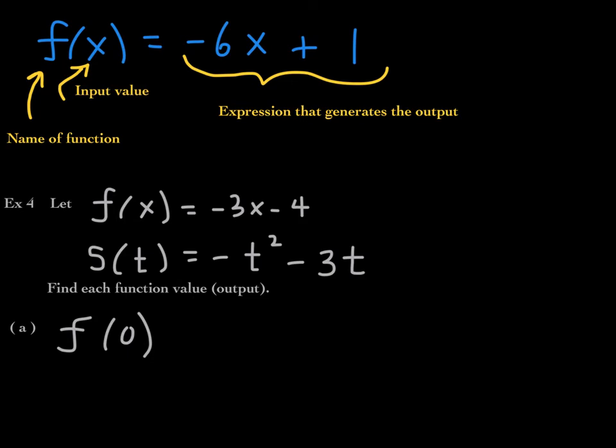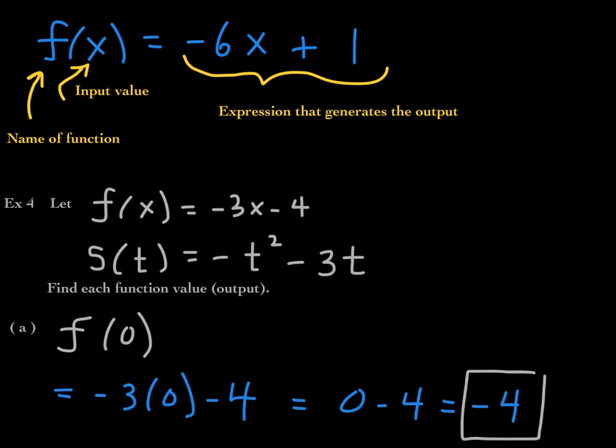So this will look like this. The f of 0 would be equal to negative 3 times 0 minus 4. Okay, so this would give you 0 minus 4, which is negative 4. Negative 4 is the output or function value. That's it, everybody. That's all they wanted you to do. When you plug 0 into function f, you're going to get negative 4 out. Let's do it again.